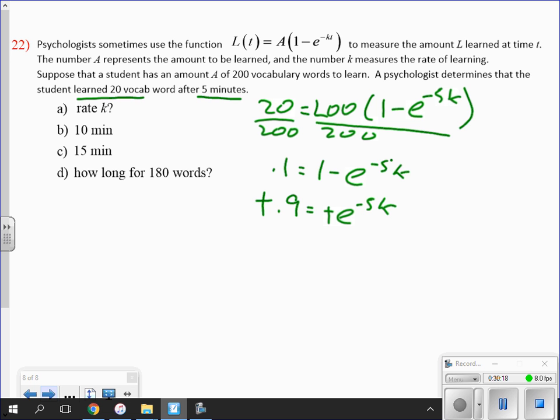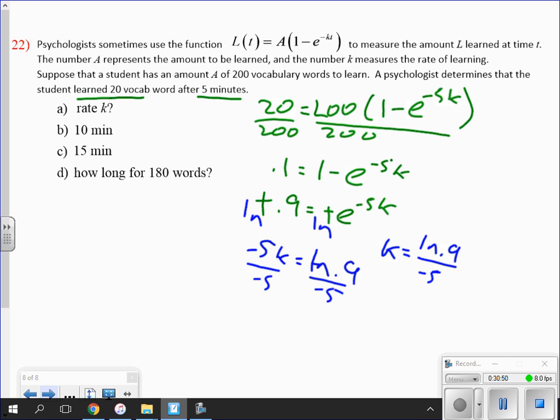Now you take the natural log of both sides. The natural log of e to the negative 5k gives you negative 5k equals the natural log of 0.9. Divide both sides by negative 5, and I get k equals the natural log of 0.9 over negative 5. Hey, use your calculator. You don't know how lucky you are. Old people like me, we didn't have calculators to do that.